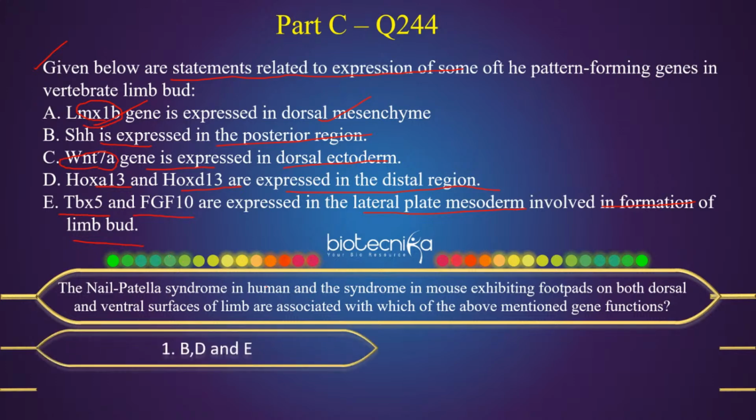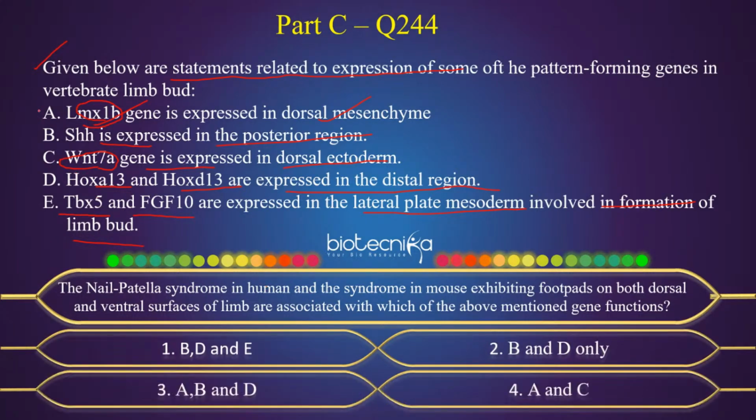What many students would have done is directly start picking true or false from here. But that's not the question. They have asked about a syndrome, nail patella syndrome in humans, and the syndrome in mouse where foot pads on both dorsal and ventral sides will be there. They are associated with which of the following gene functions? These have just given some gene functions. All of these gene functions are correct. But the question was: nail patella syndrome will be seen because of which mutation, associated with a problem in which of these gene functions.